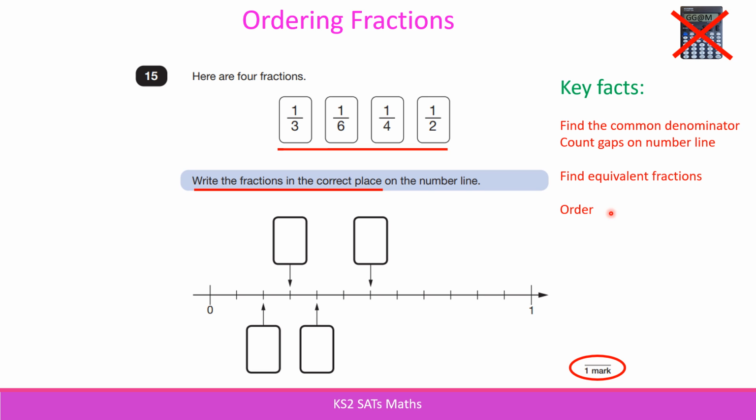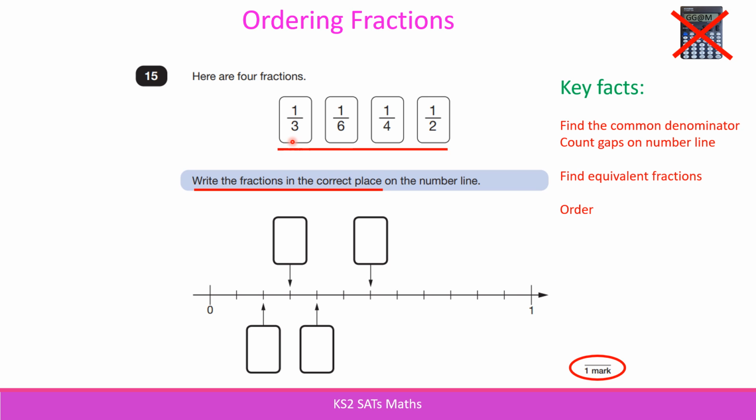Fantastic work, so hopefully you've managed to work out your common denominator and find your equivalent fractions. So, our common denominator, you've got to find a number that 3, 6, 4 and 2 all go into. If you're struggling to do it, look at your number line down here and we're going to count the gaps. So 1, 2, 3, 4, 5, 6, 7, 8, 9, 10, 11, 12. Our common denominator is going to be 12.